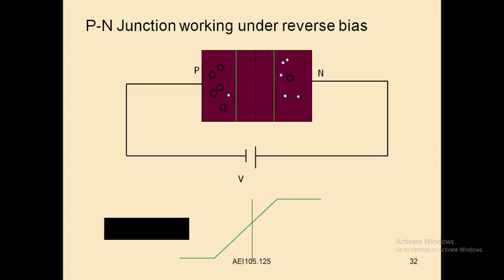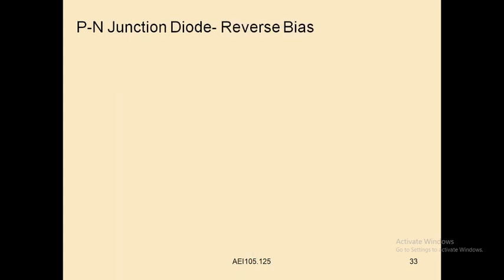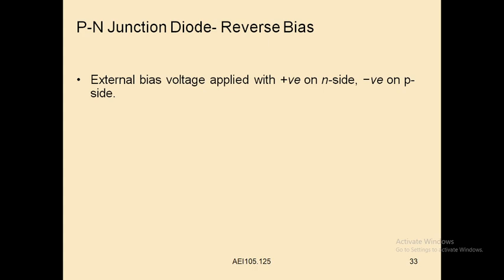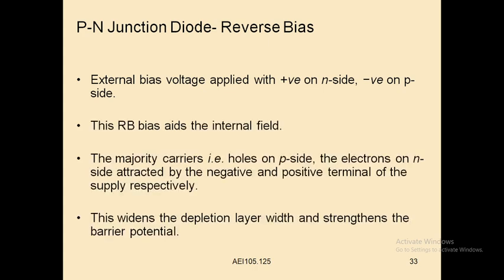Because of this, what will happen? Our depletion width will go on increasing in reverse bias condition. If the depletion width is more, there is no chance of movement of charge carriers from N-type to P-type or from P-type to N-type. So in the ideal case, when the diode is connected in reverse bias condition, the amount of current flowing through the diode is 0. Here, the external bias voltage applied is positive terminal on the N side and negative on the P side. These are the points related to the PN junction diode connected in reverse bias condition.